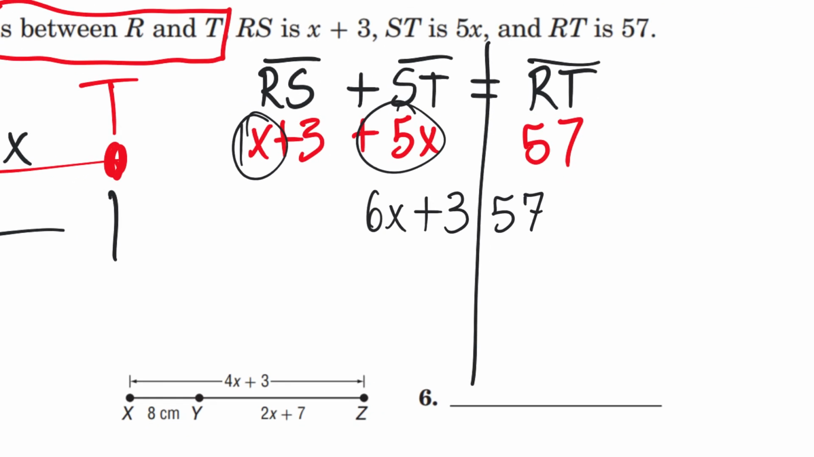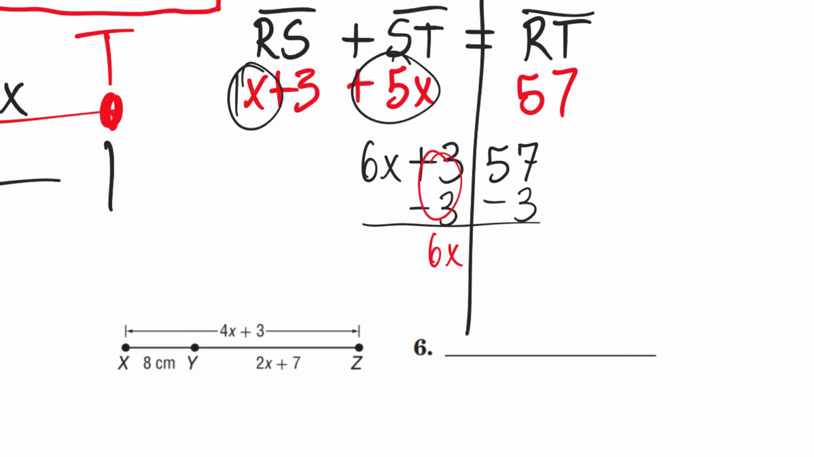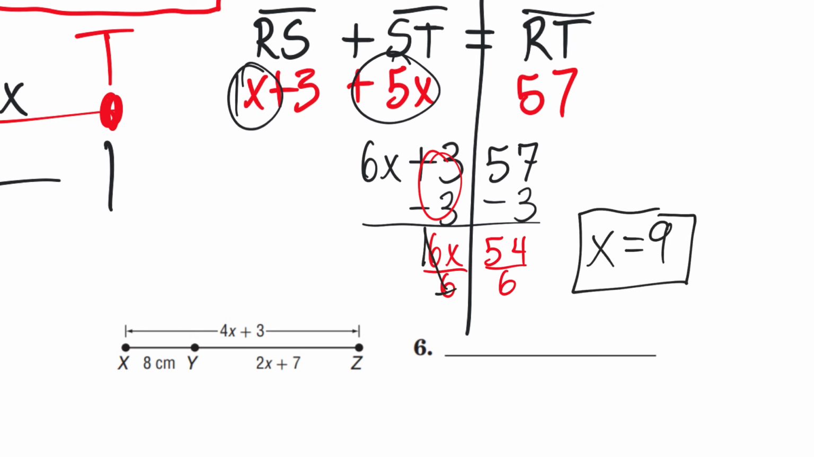Okay, what do I need to do from there? Very good. Get that 3 to the other side. I'm going to subtract it from both sides. So this leaves 6x on this side. 57 minus 3 is what? It's 54. Divide both sides by 6. And x equals 11.